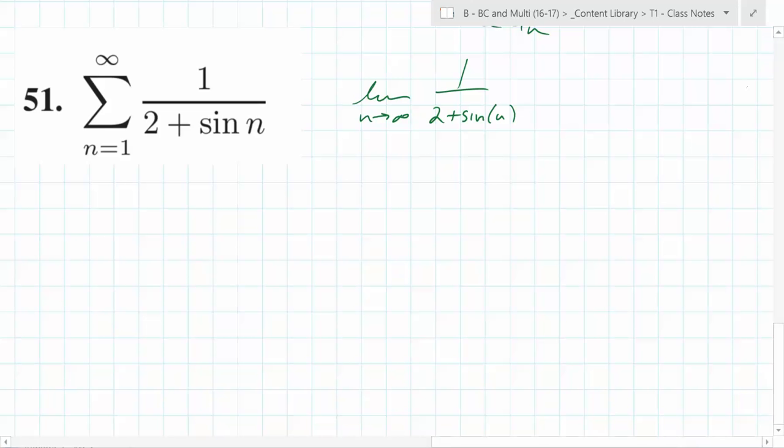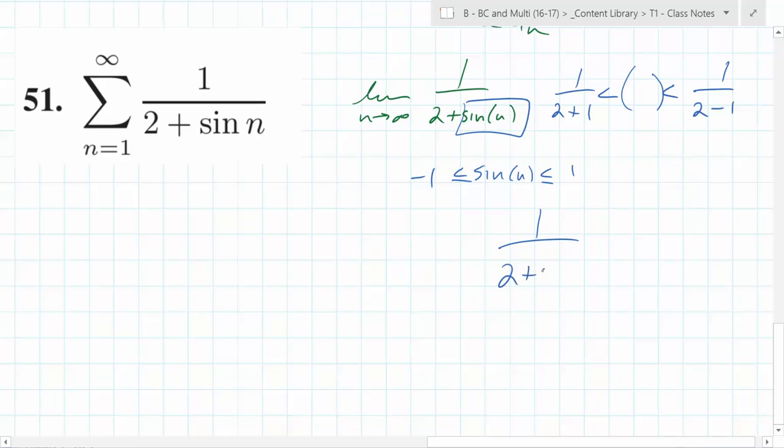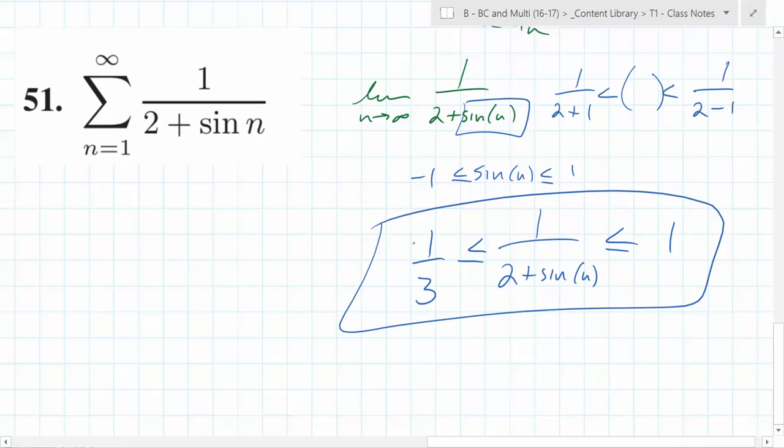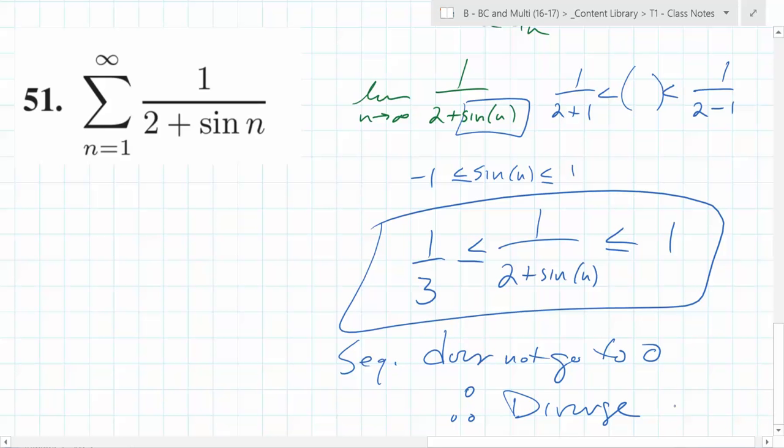What about this one? What does this do? This thing right here lives between negative 1 and positive 1, right? It could be equal to it. So what could it be? At greatest, 1 over 2 minus 1, and at least 1 over 2 plus 1. So 1 over 2 plus sine n is either less than or equal to 1 or greater than or equal to 1/3. So therefore, it does not go to 0. The sequence of the terms doesn't go to 0, so it must diverge. You always check to see if it goes to 0, because if it doesn't, you're done. If the sequence of the terms doesn't go to 0, the series diverges.